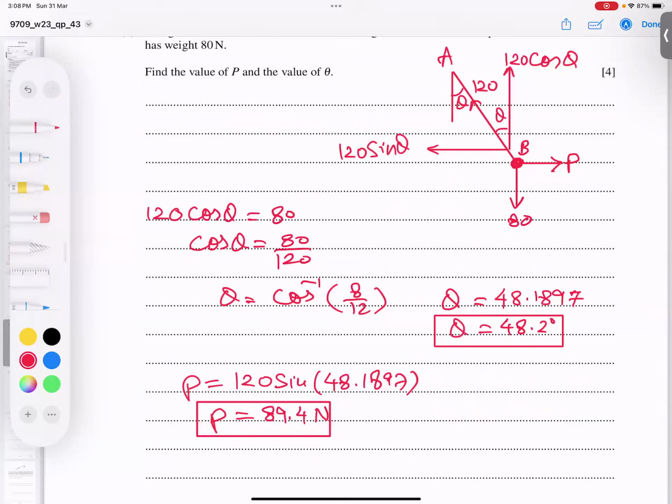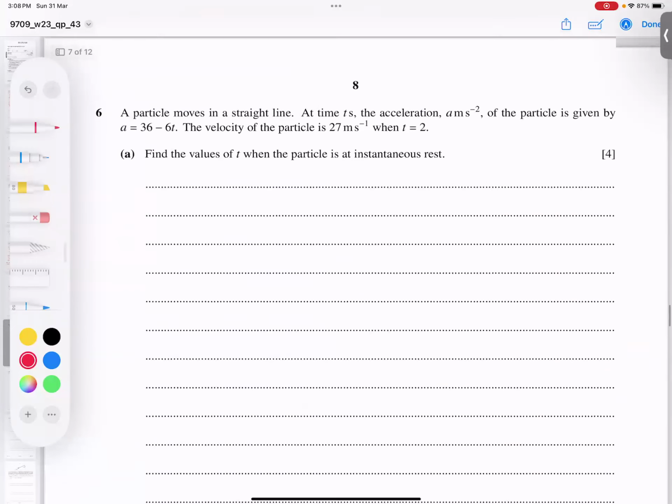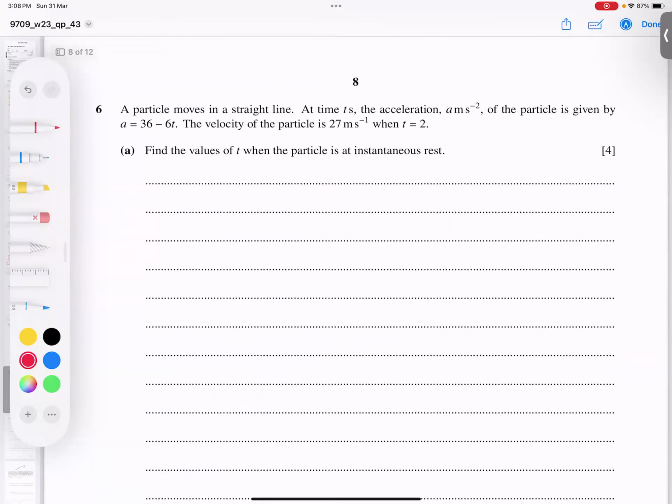I believe the point is very clear. Okay, let's go for the next question. Next question is number 6. Question number 6 is what? He said a particle moves in a straight line, and its acceleration is given by this formula.